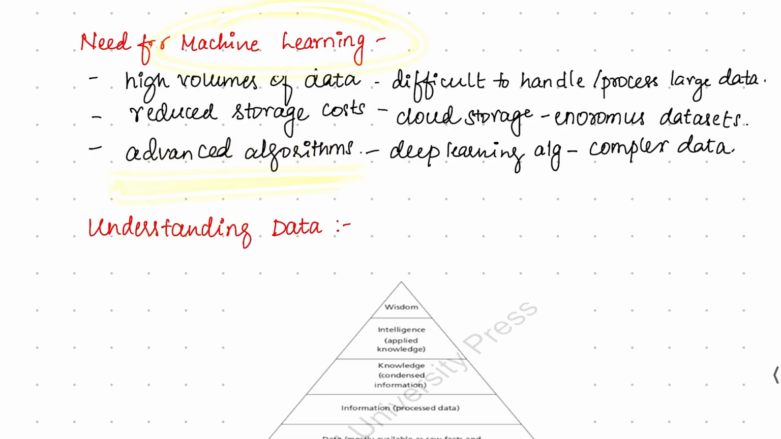Then we have advanced algorithms. With the emergence of deep learning and other advanced algorithms, machine learning has evolved over the years. You can say that it has the capability to recognize complex data patterns, from identifying the tiniest objects to understanding natural language and so on. For this advancement, we again require machine learning here.